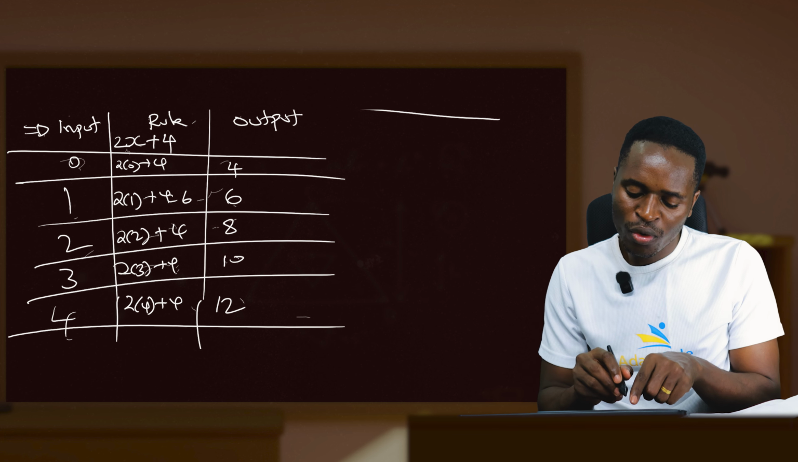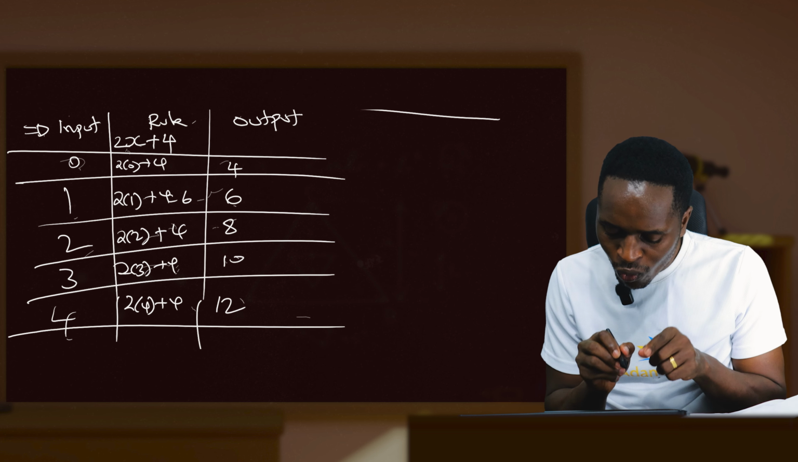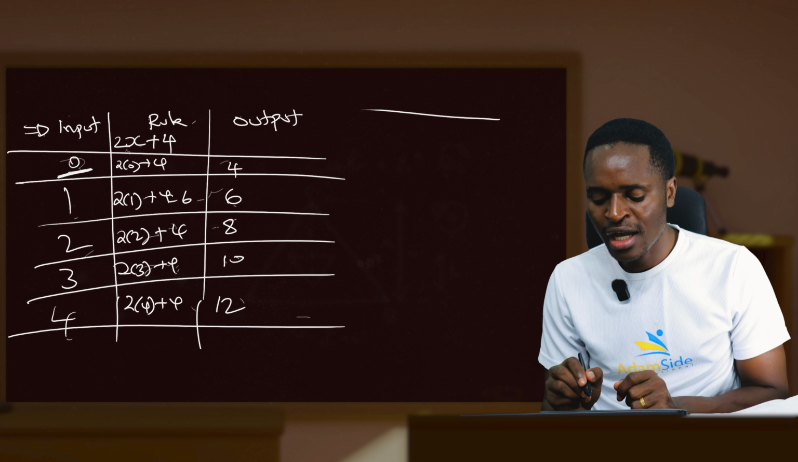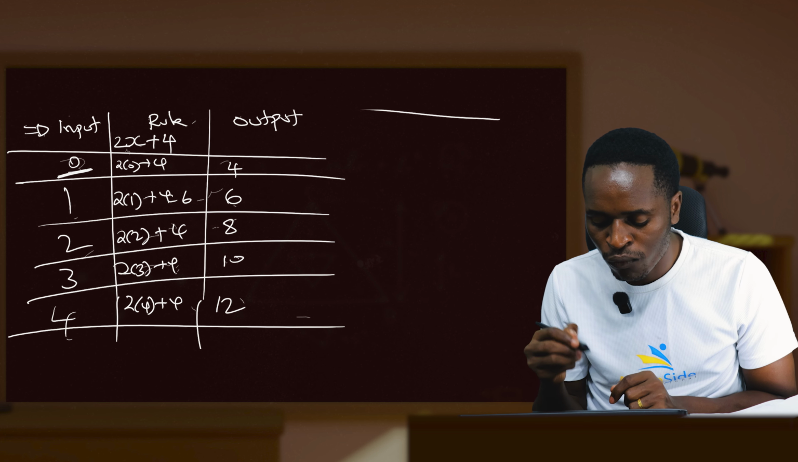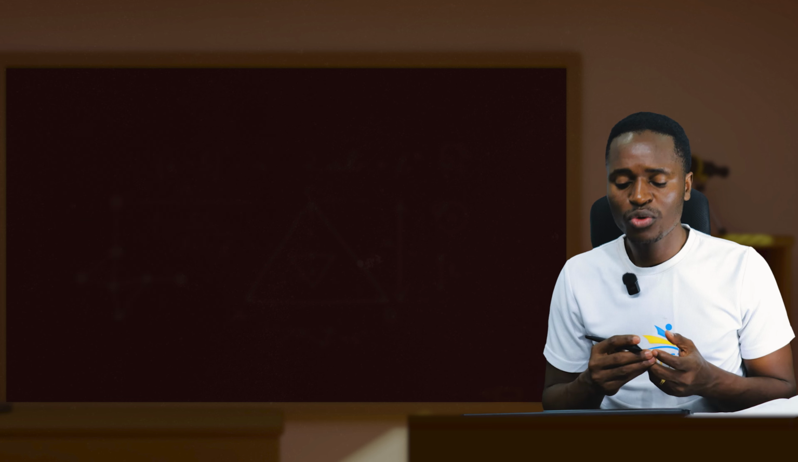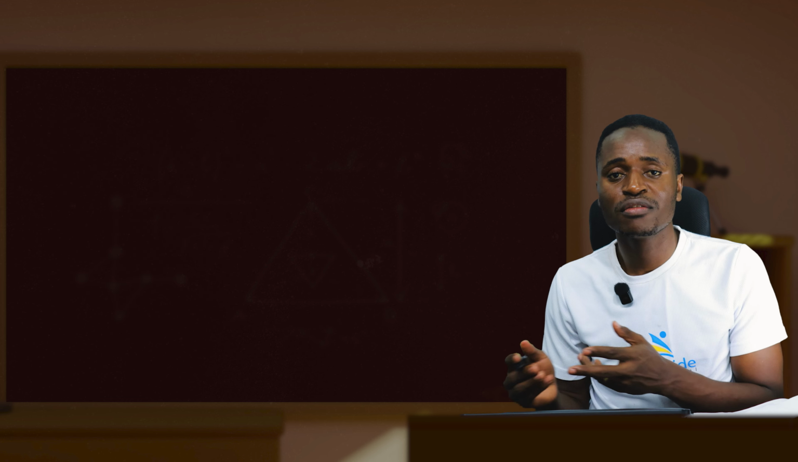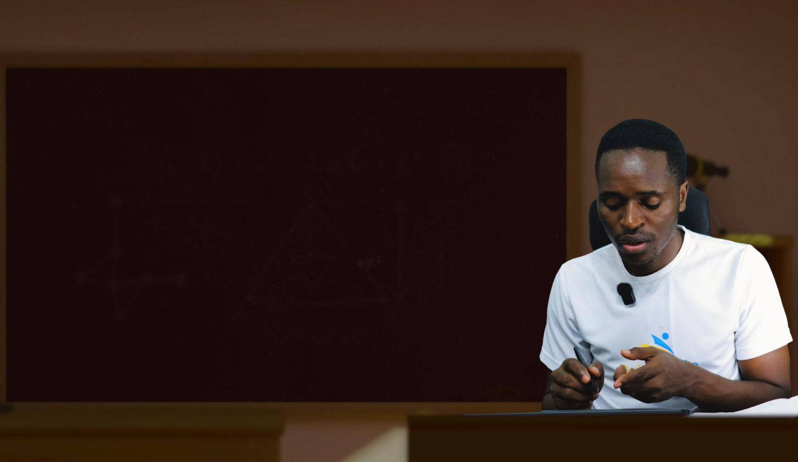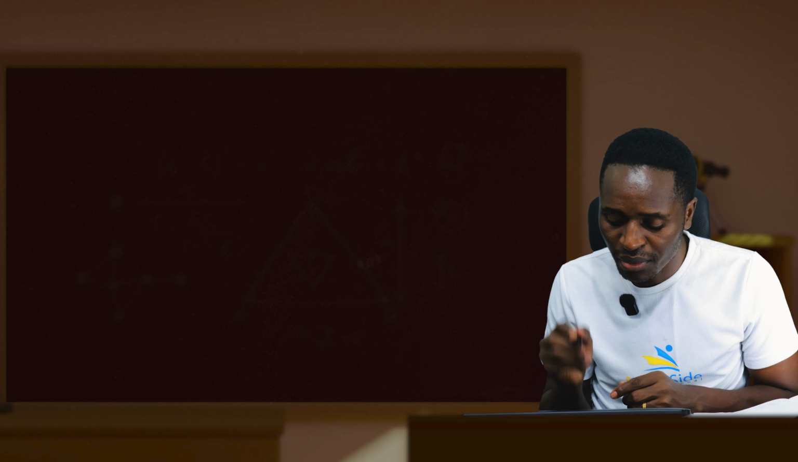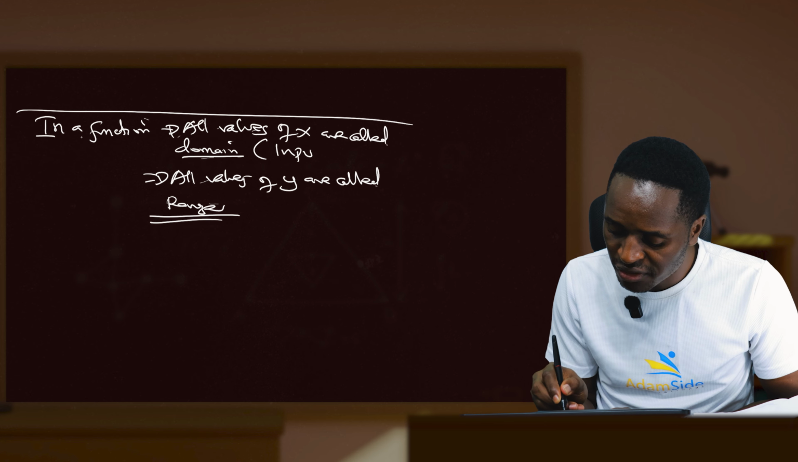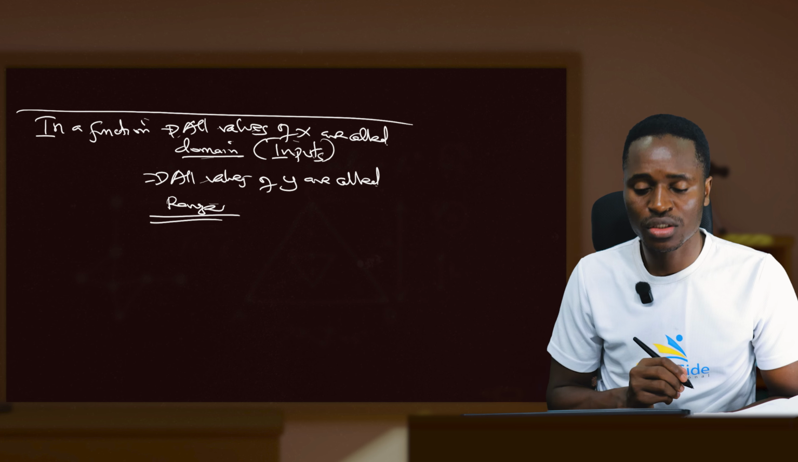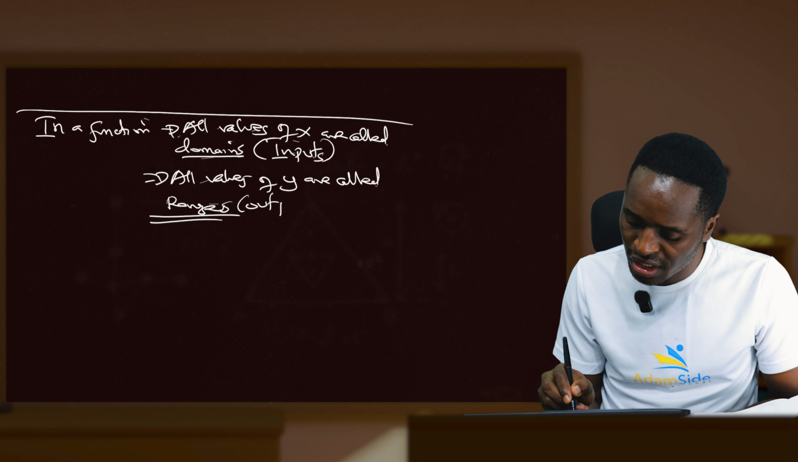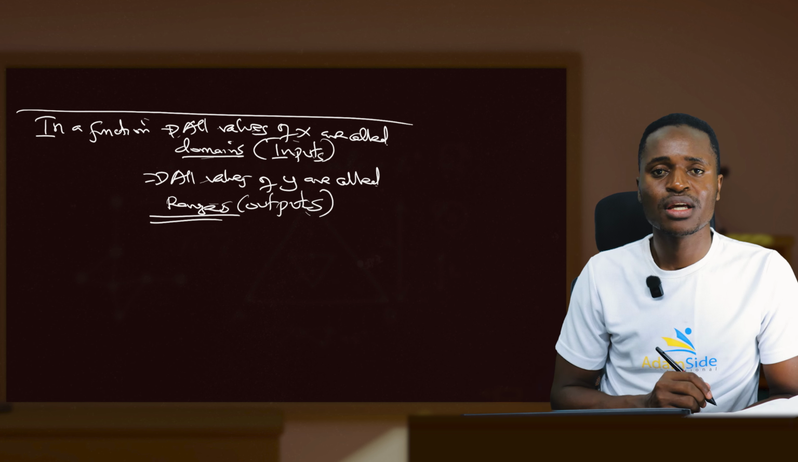So you have seen that one value of x, which is the input, gives out a corresponding one value of y, which is the output. You'll be asked, what is the domain of this function? What is the range of this function? You should know all the values of x in a function are called the domain, and the domain can also be referred to as the inputs in a function. Domains are the inputs, and the range is all the outputs.